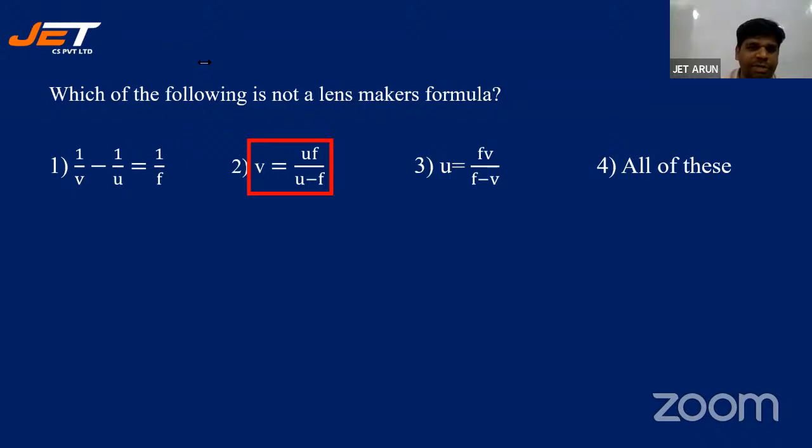All right, or you invert this: 1 by v is equal to u minus f by uf. Fractions. Okay, all right, you all got the right answer except a few who didn't get it. So I suggest you once again algebraically manipulate it, and you'll get it.